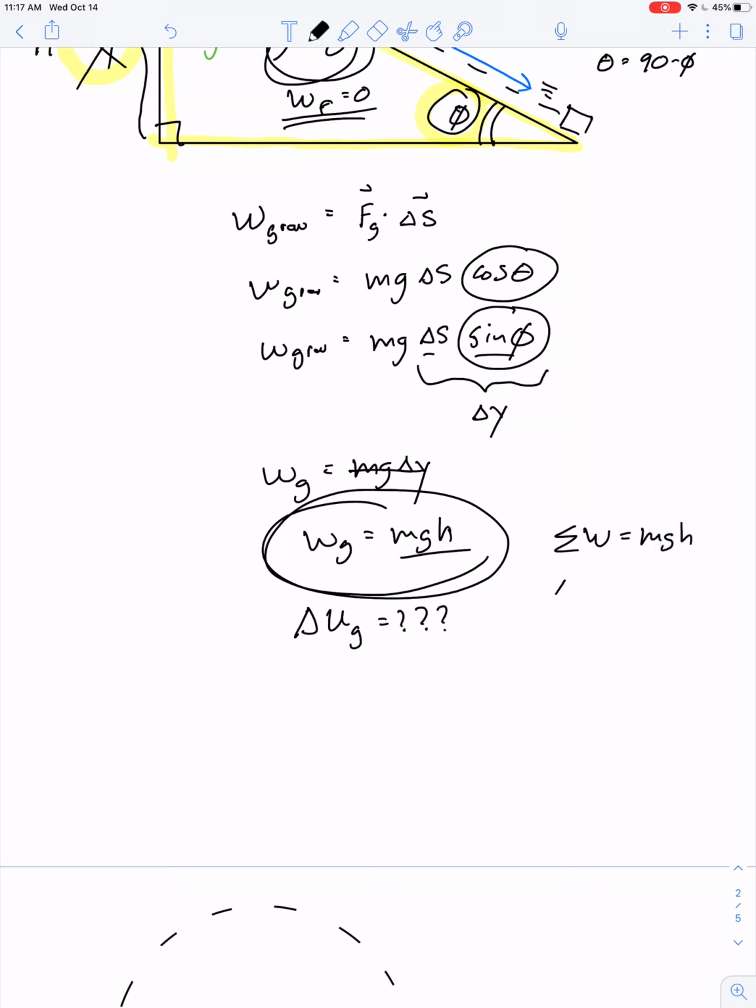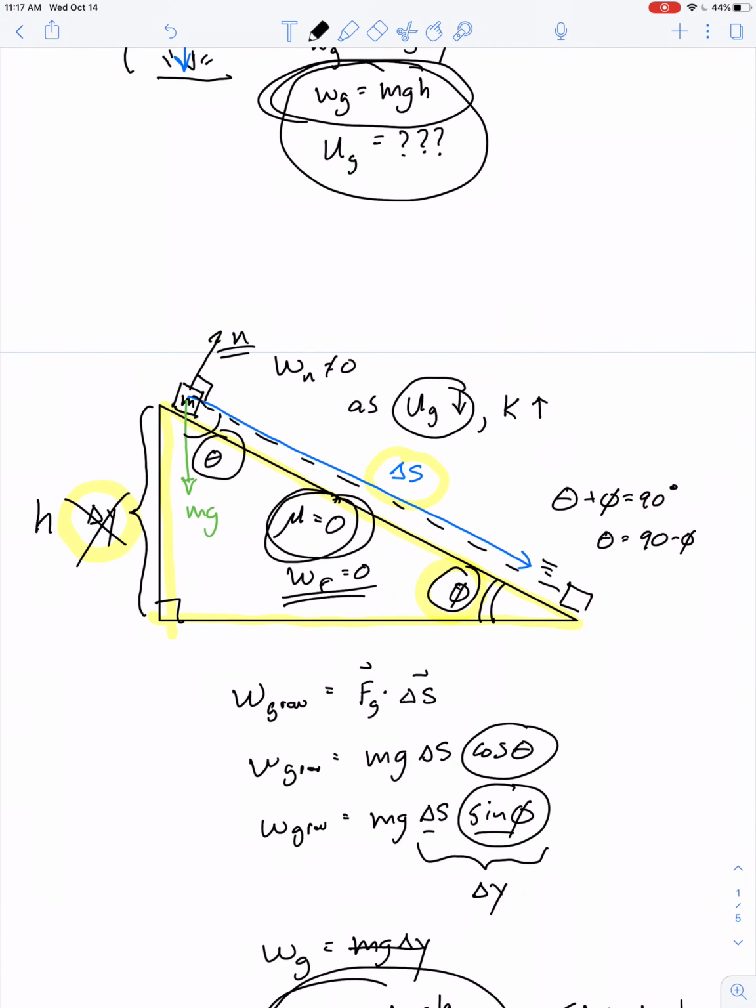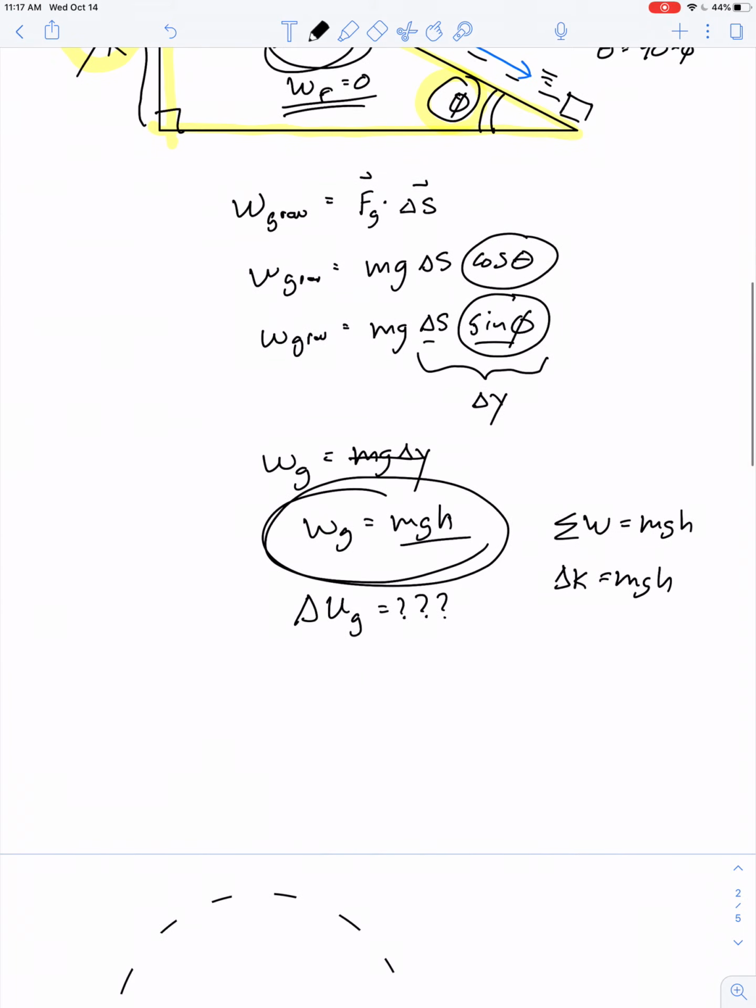But net amount of work is always equal to change in kinetic energy. That's the very important work-kinetic energy theorem from our last unit of study. So if the loss of potential energy is the increase in kinetic energy, then it must follow that the change in gravitational potential energy is equal to negative the change in kinetic energy. As one goes down, the other goes up by the same amount. And so the change in gravitational potential energy is equal to negative mgh.